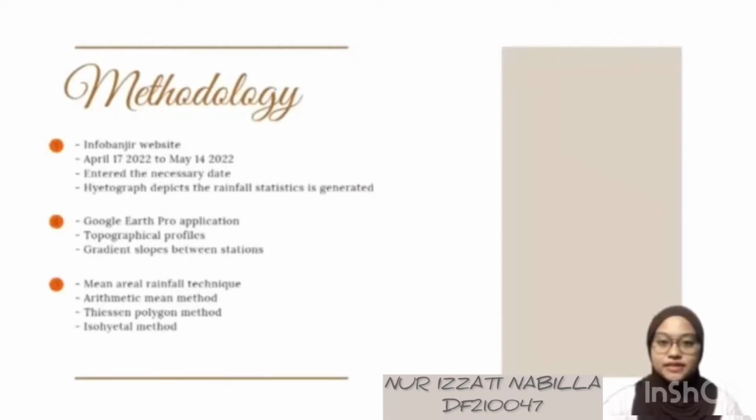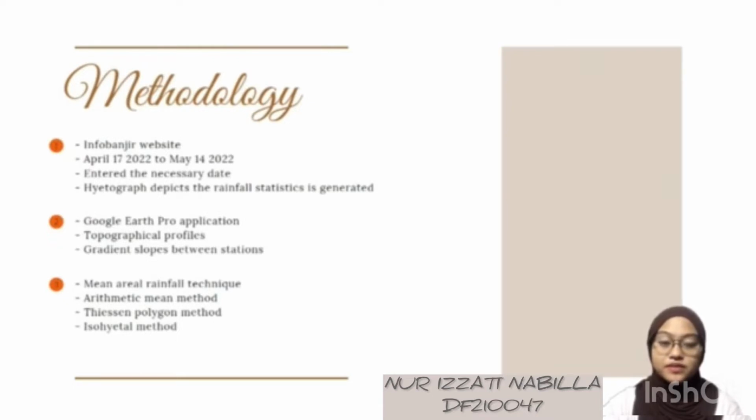My name is Norizati Nabila binti Roslan, matric number TF210047, and I will present to you regarding the methodology. In this study, the Infobanjir website was used to obtain rainfall data for 4 weeks from April 17 to May 14, 2022. The necessary date is entered into the website and a hydrograph displaying the rainfall statistics is generated. Other than that, the Google Earth Pro application is utilized to collect critical information about these stations, such as topographical profiles and gradient slopes between stations.